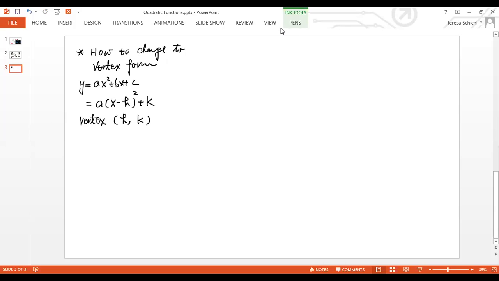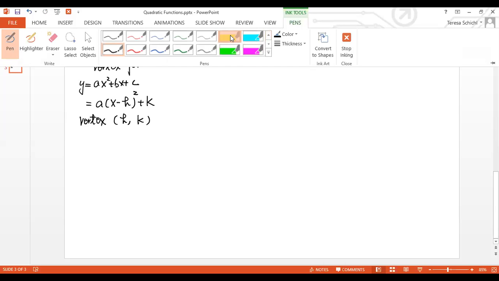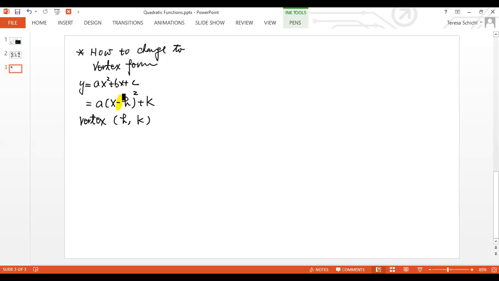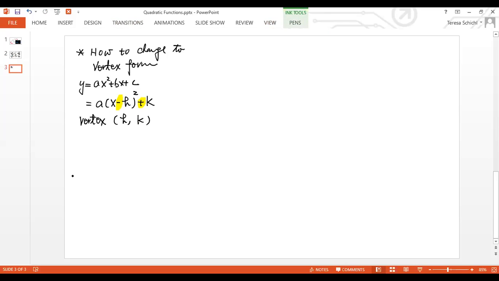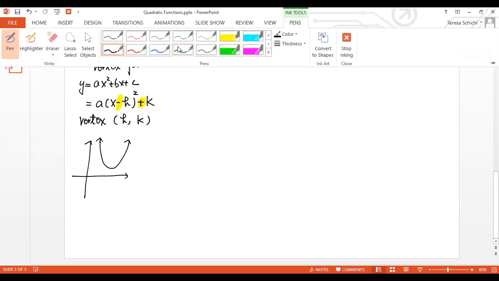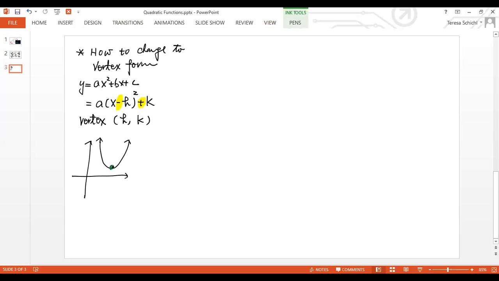So a few things for this vertex form, be very careful, right? Here has to be minus h, and here has to be plus k. So if you have a -1, then here will be minus. We call this a vertex. So what is the vertex? The vertex is where this parabola changes direction. So if you have a parabola going like this, right? Then this is the point. So this is what we call the vertex.